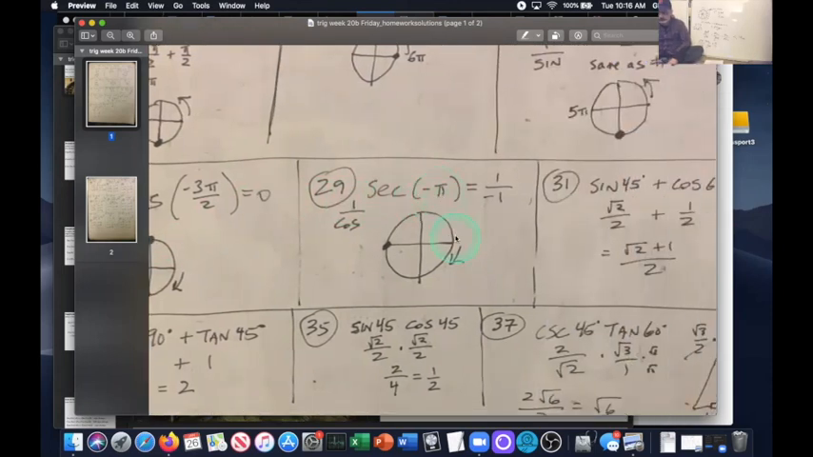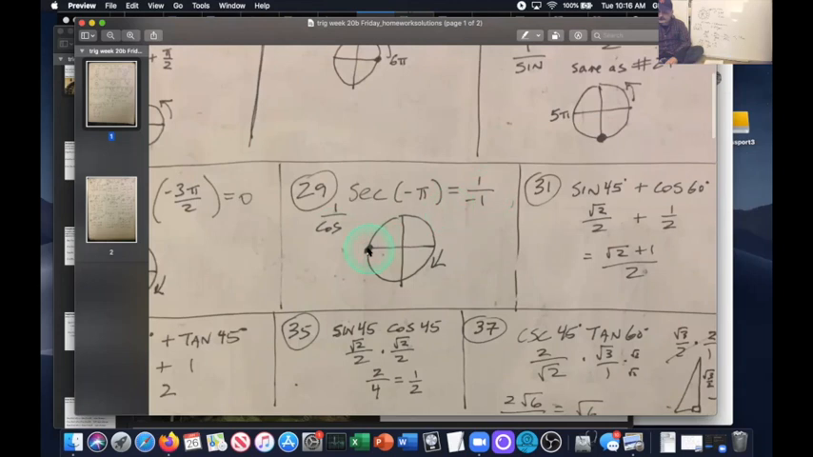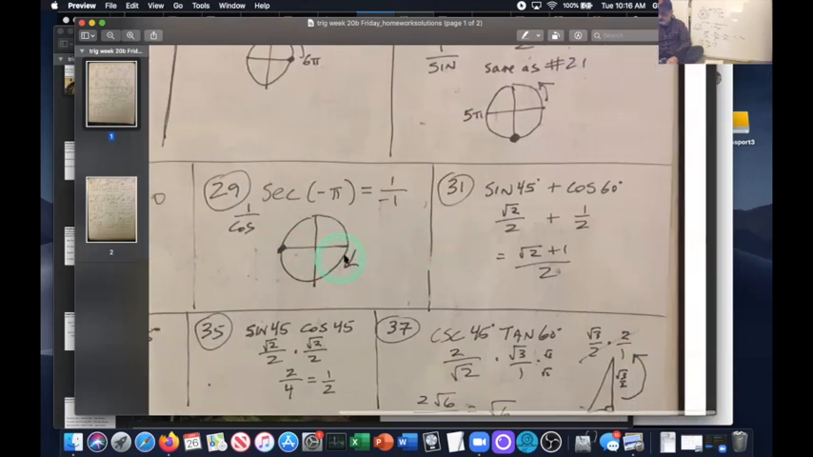Again, negative rotation, pi is half the circle. So at this location, the x would be -1, the secant's reciprocal of cosine, reciprocal of -1. Remember, the x is cosine, y is sine on the unit circle. And that means the radius is 1.